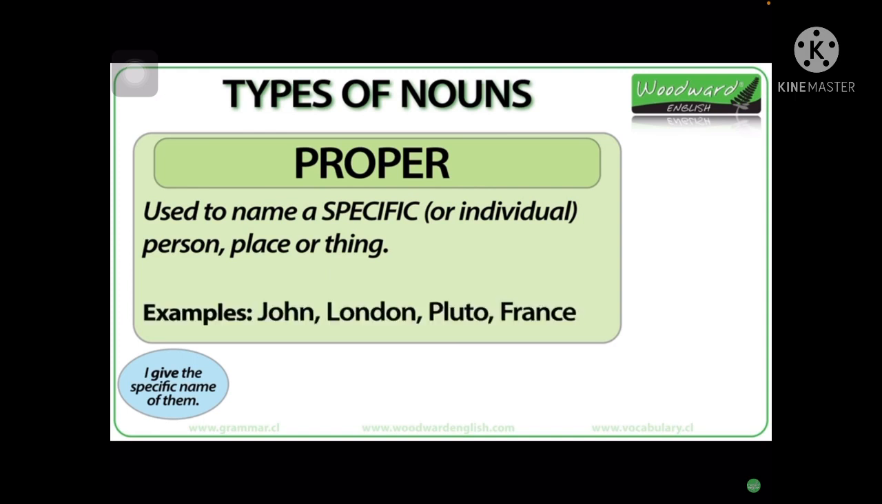Examples of proper nouns are John, London, Pluto, France. Notice that in English, proper nouns begin with a capital letter. London begins with a capital L and not a small l. Pluto begins with a capital P and not a small p.